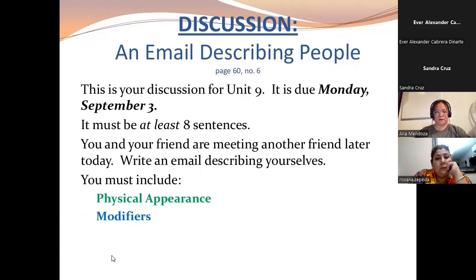Okay, guys, this exercise will be individual. In a notepad, in a Word document, or in your notebook, we're going to type this one. We are going to make an email, okay? Un correo electrónico, guys. We are going to write at least 8 sentences, que significan 8 párrafos, right? For example, you and your friend are meeting another friend later today. Write an email describing yourself, okay? You must include physical appearance with modifiers, okay, guys? Vamos a escribir un email a otro amigo que lo vamos a encontrar, okay? Y nos vamos a describir, okay?